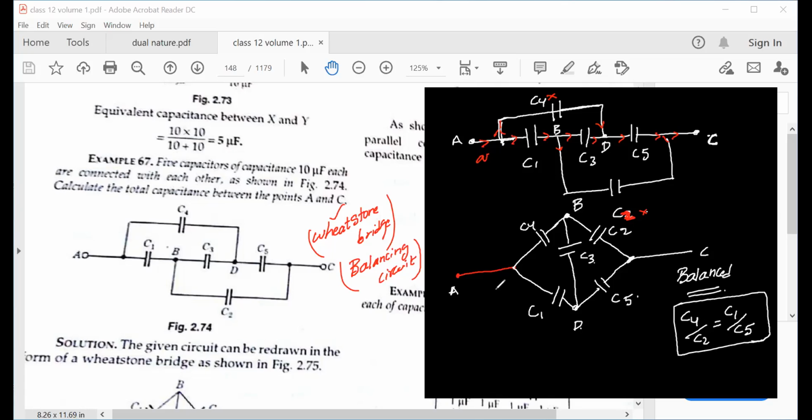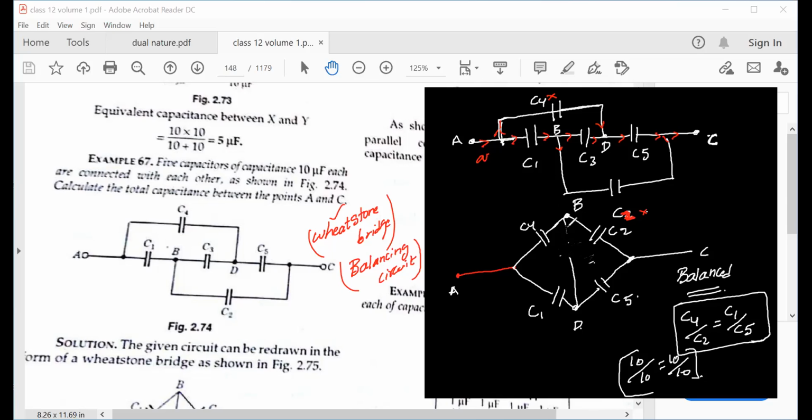What are the capacitor values here? All capacitors are of 10 microfarad. So 10 by 10 is equal to 10 by 10. When the values are the same, we can say the circuit is balanced. When the circuit is balanced, no charge passes through C3. So no charges are passing through C3. When no charges are passing through C3, what will happen?